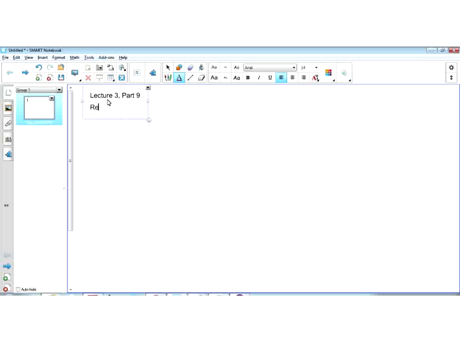So this is a rather challenging section of the text. Related rates are essentially word problems, and the solution to these word problems will involve using the chain rule for differentiation to get the answer. So with related rate problems, they go something like this.